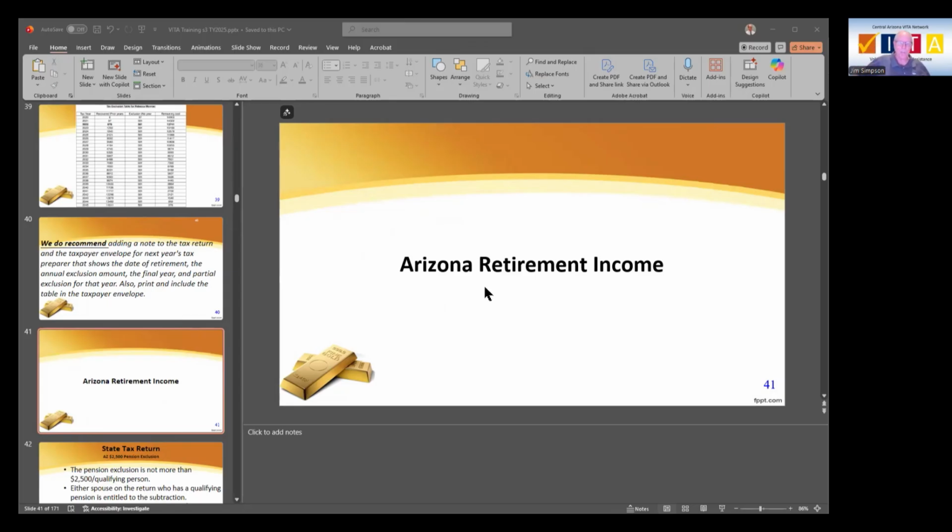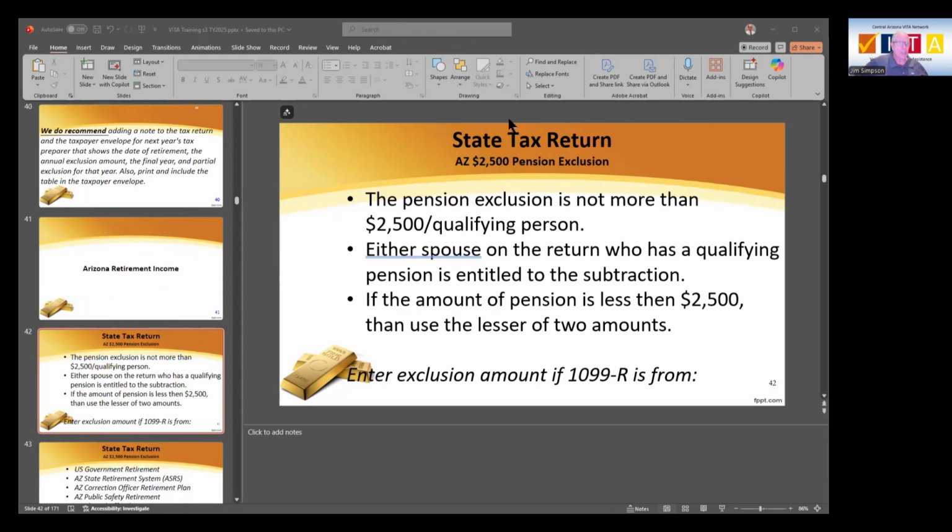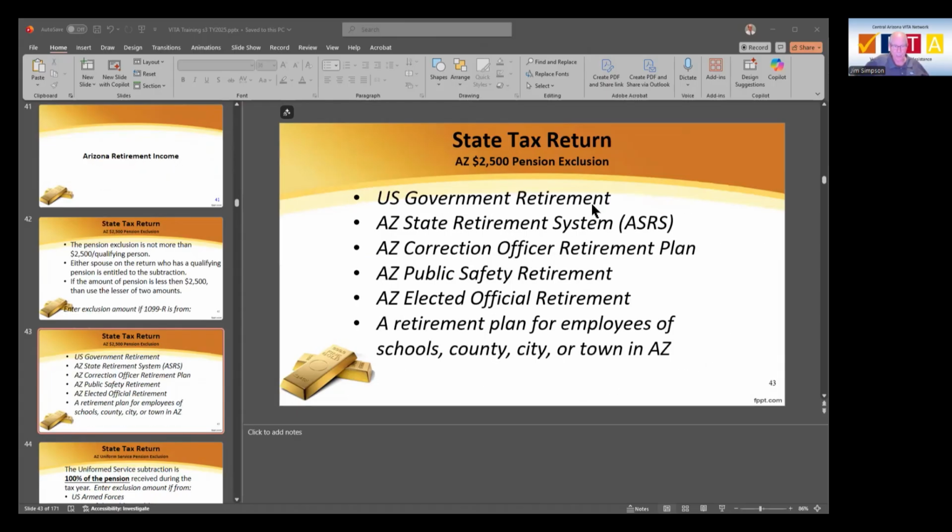Now for the Arizona return, I'm going to go over a couple of things. If you're from a different state and you're watching this, go look at your state rules because they may have similar rules. A lot of states do. For Arizona, you can get a $2,500 per person pension exclusion, and either spouse who qualifies is entitled to it, unless the pension amount is less than $2,500, then you only get to exclude the amount of the pension. But here's the key. Enter the exclusion amount if the 1099-R is from a U.S. government retirement, or Arizona state retirement. It's basically Arizona public retirements.